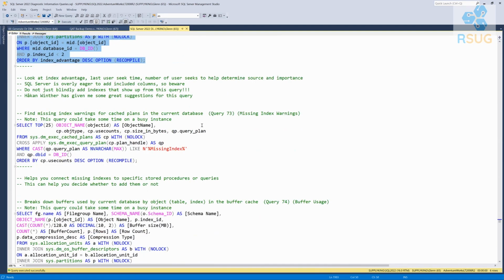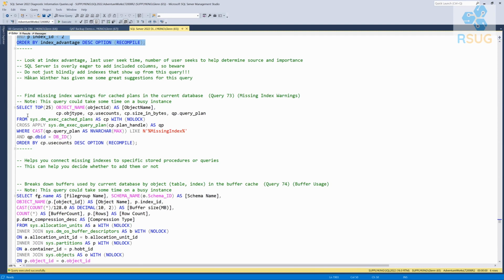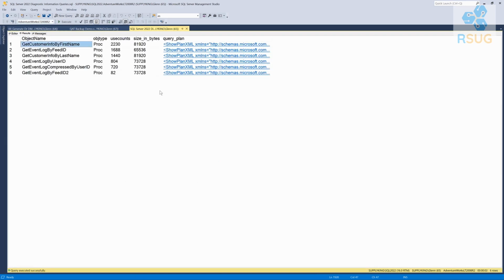Okay. So then the next one in the set, and we're getting pretty close to being done here, is missing index warnings. And this can take a long time, many minutes to run sometimes in real life. But it shows you queries and stored procedures and functions that have missing index warnings in the plan cache. And it shows you how many times it's been executed.